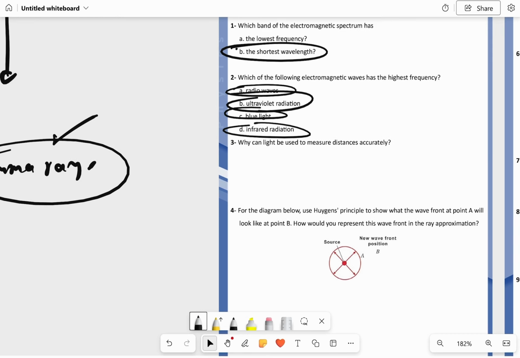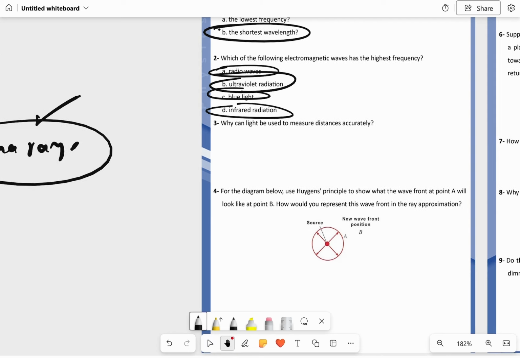We have question 3. It says, why can light be used to measure distances accurately? Because the speed of light never changes. The speed of light is constant. It is equal to 3 times 10 to the power of 8 meters per second in a vacuum, and 2.99 times 10 to the power of 8 meters per second in air. So we can always use the speed of light to measure distances accurately.